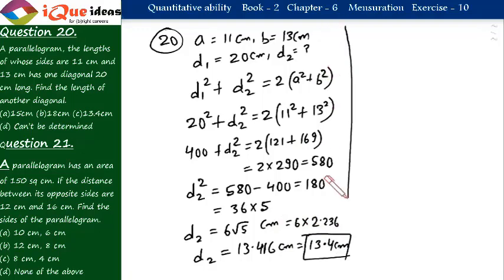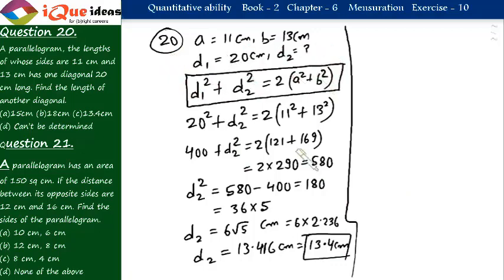But the important thing in this question was to know that formula, that d1 square plus d2 square is equal to 2 times a square plus b square. If you do not know, it will be really difficult to solve this question.